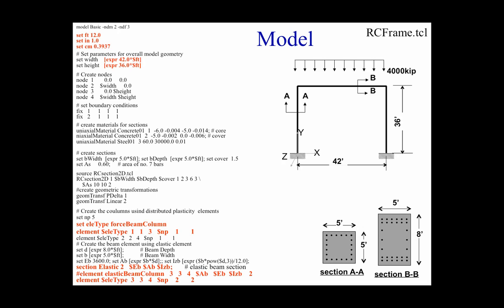So the question about the feet, the units. Here's a little thing where I'm setting my feet to be 12, my inches to be 1, and my centimeters to be this. So I'm setting the width to be expression 42 times feet. That's how you could play with units if you wanted to. As I say, OpenSees itself is unitless, but you can introduce units in the script if you want. As you see, I stopped using it for the rest of the stuff.